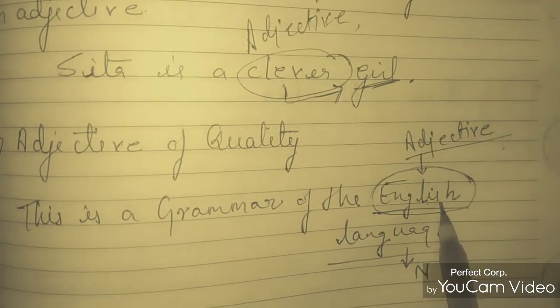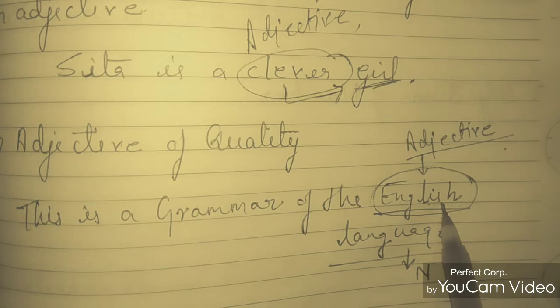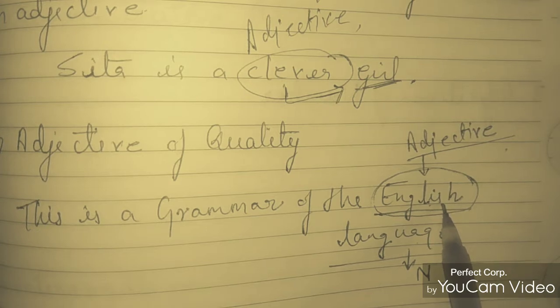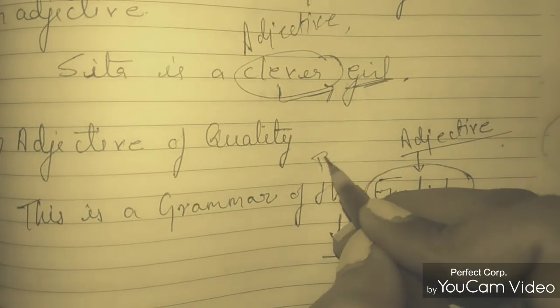But English itself is a proper noun. English, Hindi language, Sanskrit language. If we look at it separately, English itself is a proper noun. Now that proper noun, English, is working here as an adjective. So when a proper noun works as an adjective, that adjective is called a proper adjective.